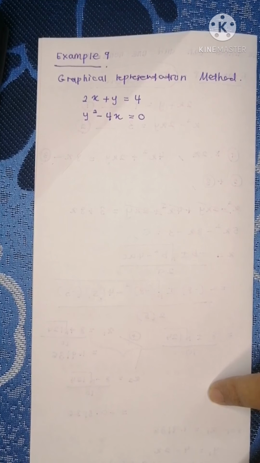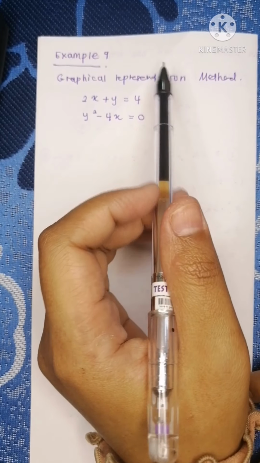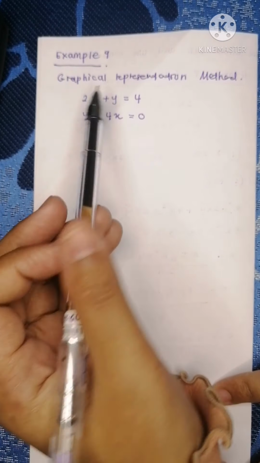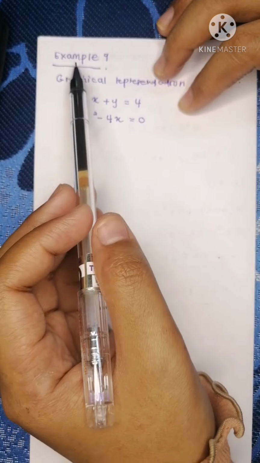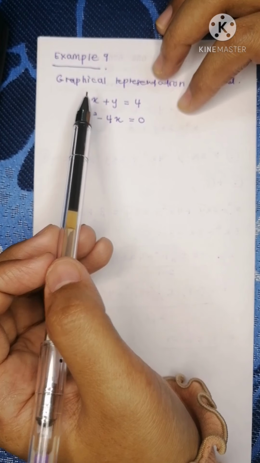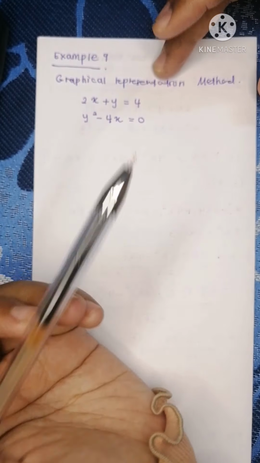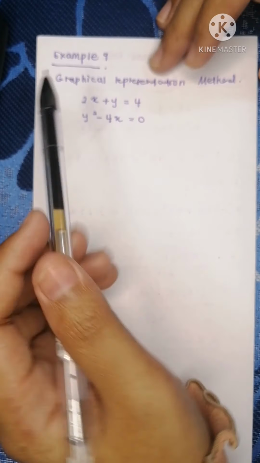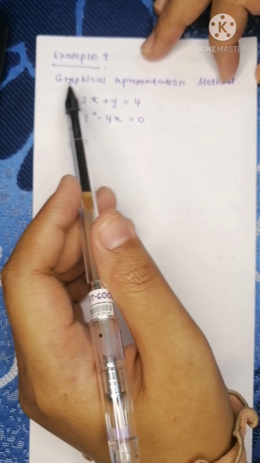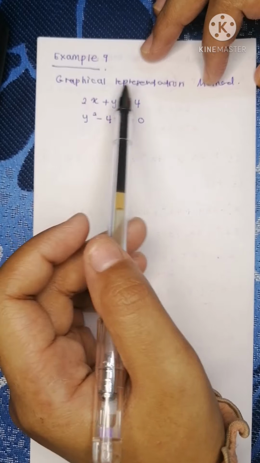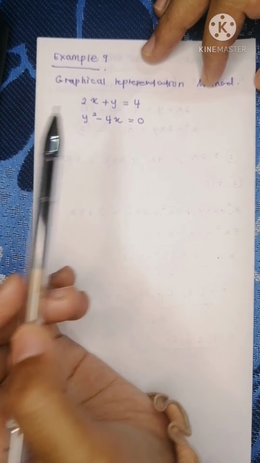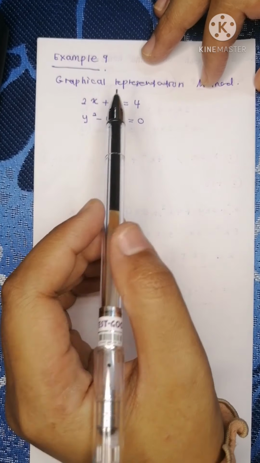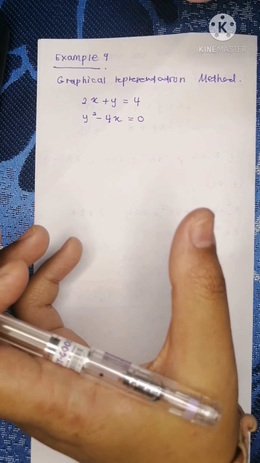Now let's proceed with example 9, where we use the third method, which is the graphical representation method. So this is the equation given in example 9. So what should you do? The first thing by using this method, graphical representation, means that you need to plot a graph, which is two graphs on the same axis.